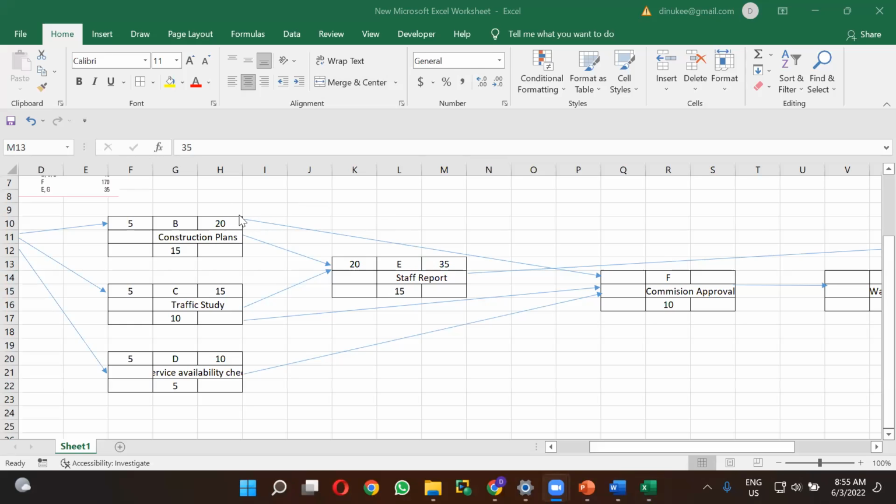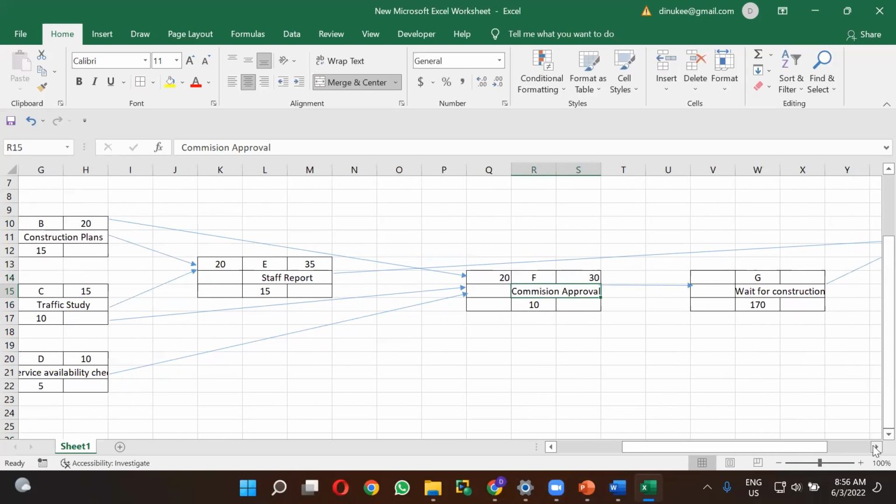So based on the early finish time, we are having 3 early finish times, 20, 15 and 10. So you have to choose the highest value now, right? So the highest value among these 3, 20, 50 and 10, is 20, right? So to that 20, you have to add the duration of F activity. It is 10. Therefore, the F activity early finish is 30.